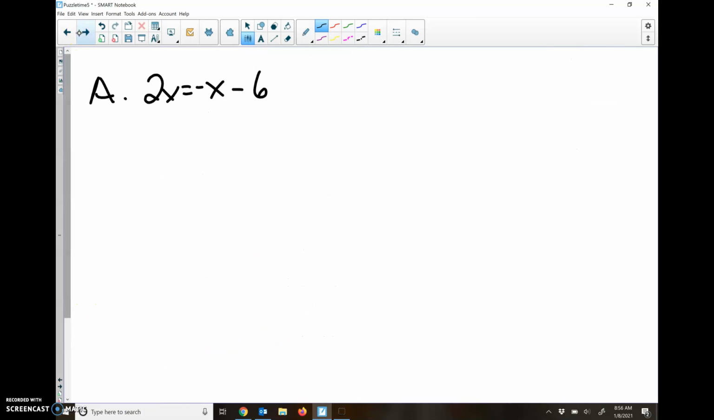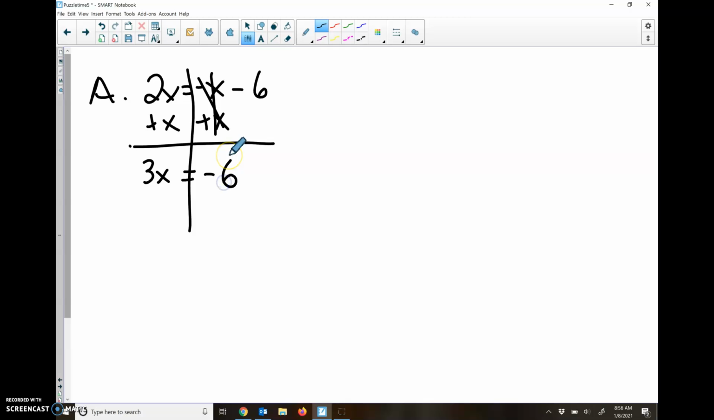So if you look at A, this is just a normal problem, trying to solve for x. Remember, you could graph these. I'm going to do them algebraically. I have a negative x, so I'm going to add x to each side. So that cancels, 2x and x make 3x, and 3x equals negative 6. Divide both sides by 3. So negative 6 divided by 3 is negative 2.